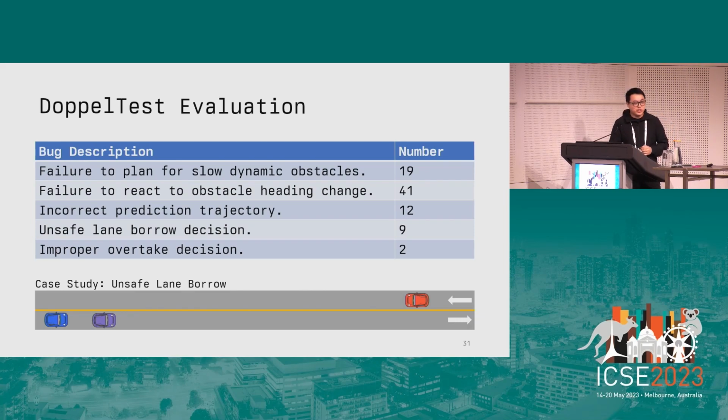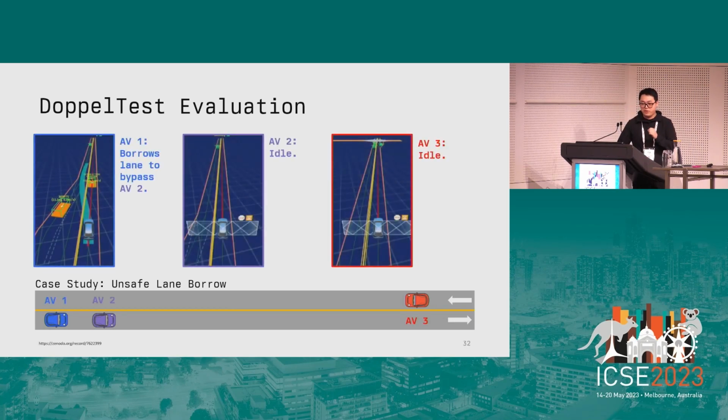So in the evaluation, these are 5 of the unique bug types that we have discovered, and these will eventually result in a collision. And in the paper, we talk about a case study where it eventually results in a collision because of an unsafe lane borrow decision. And I'm going to try to present this to you live, and hopefully I'll do this right.